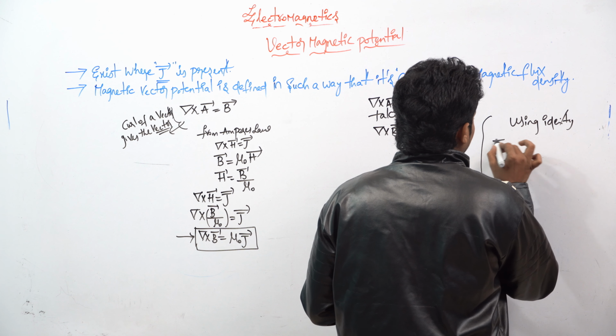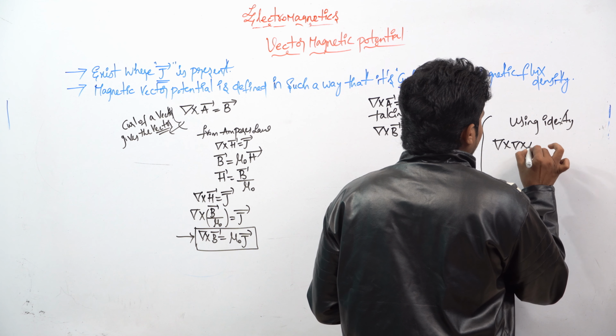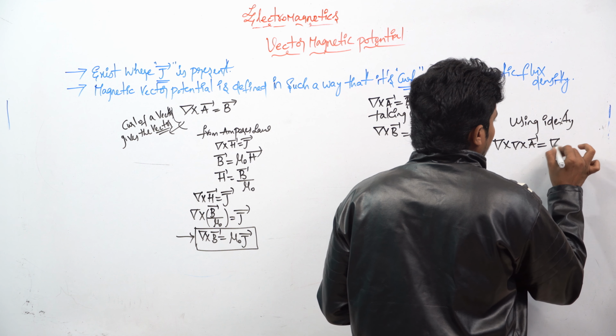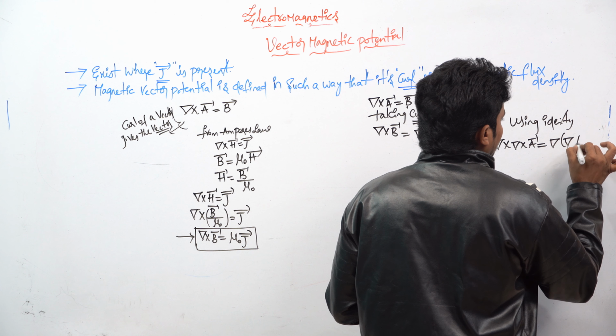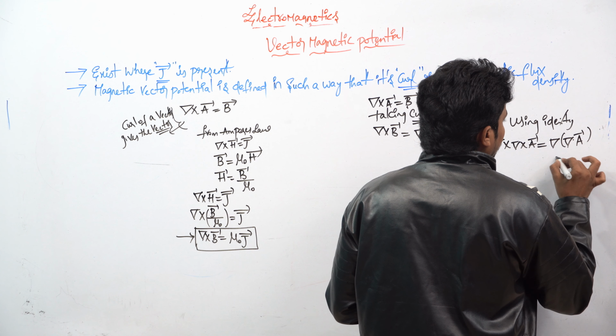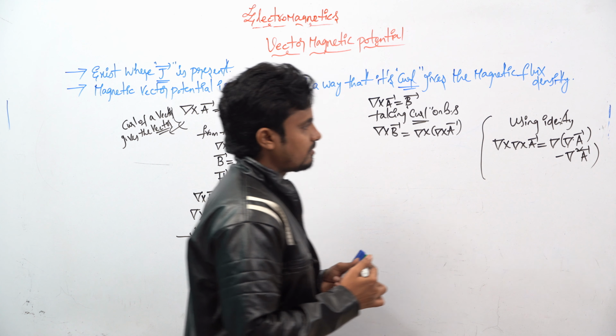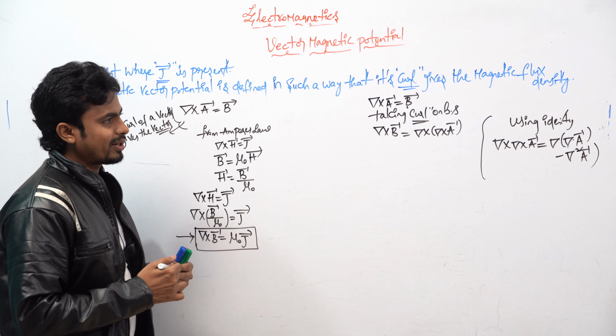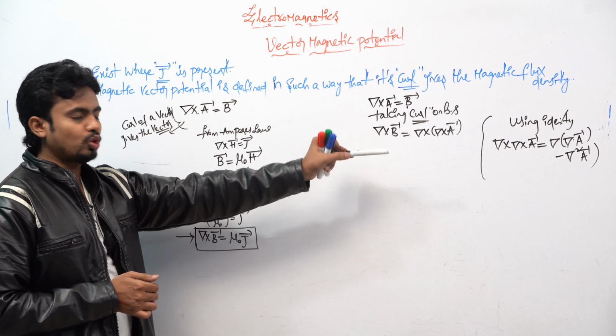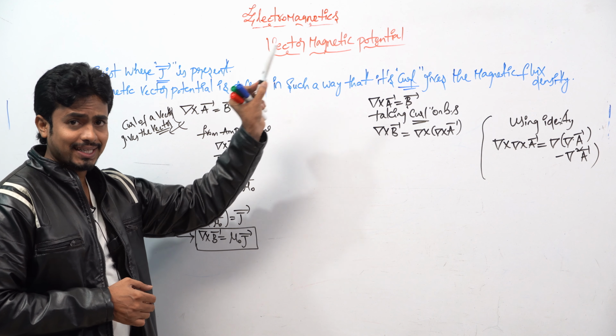Using the identity, del cross of (del cross A bar) is equal to del (del dot A bar) minus del square A bar. Okay, this was the formula. I already told you this formula. If you don't know it, please watch my electrostatics video.